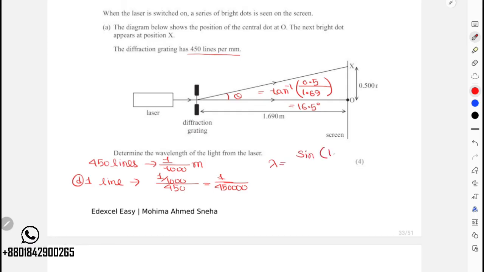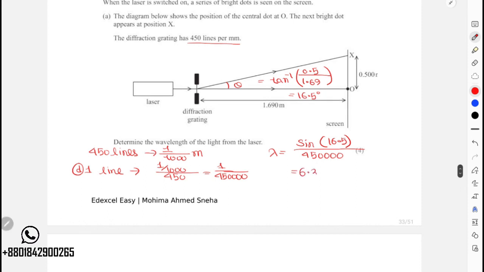So sine 16.5 divided by 450,000. That is 6.31 into 10 to the power of negative 7 meter. Also, you can write this as 631 into 10 to the power of negative 9 meter, which can be written as 631 nanometer. Right? Both can be written over here.